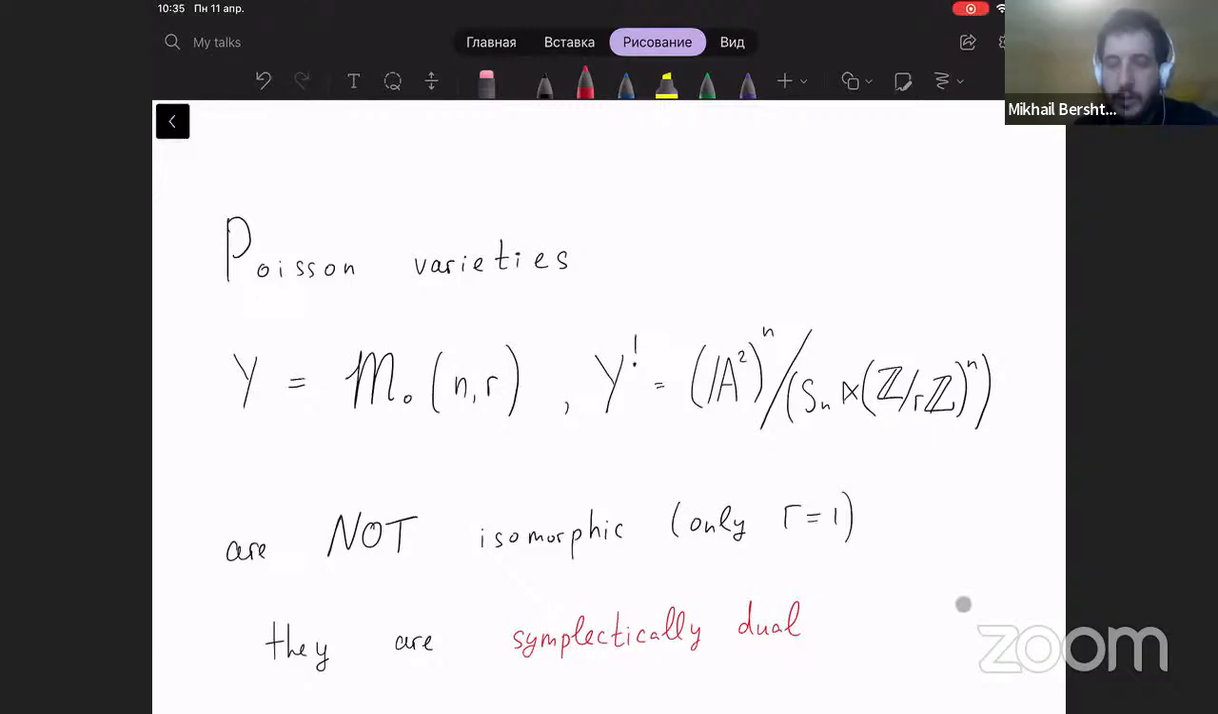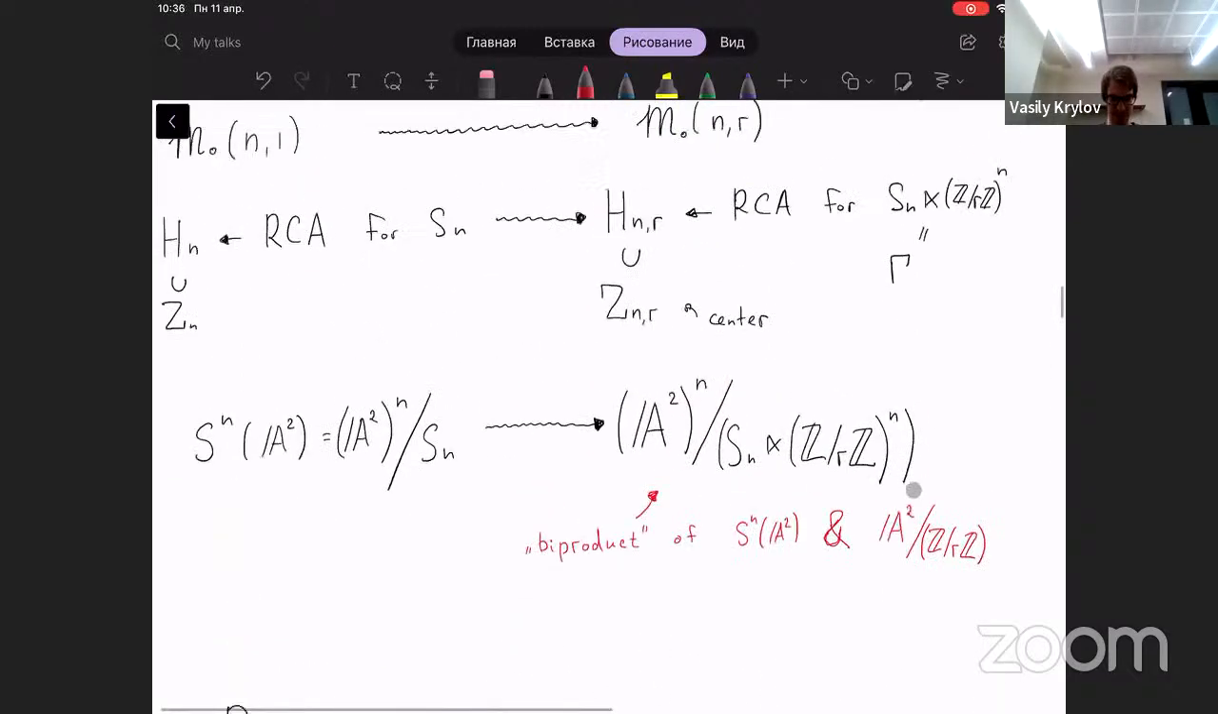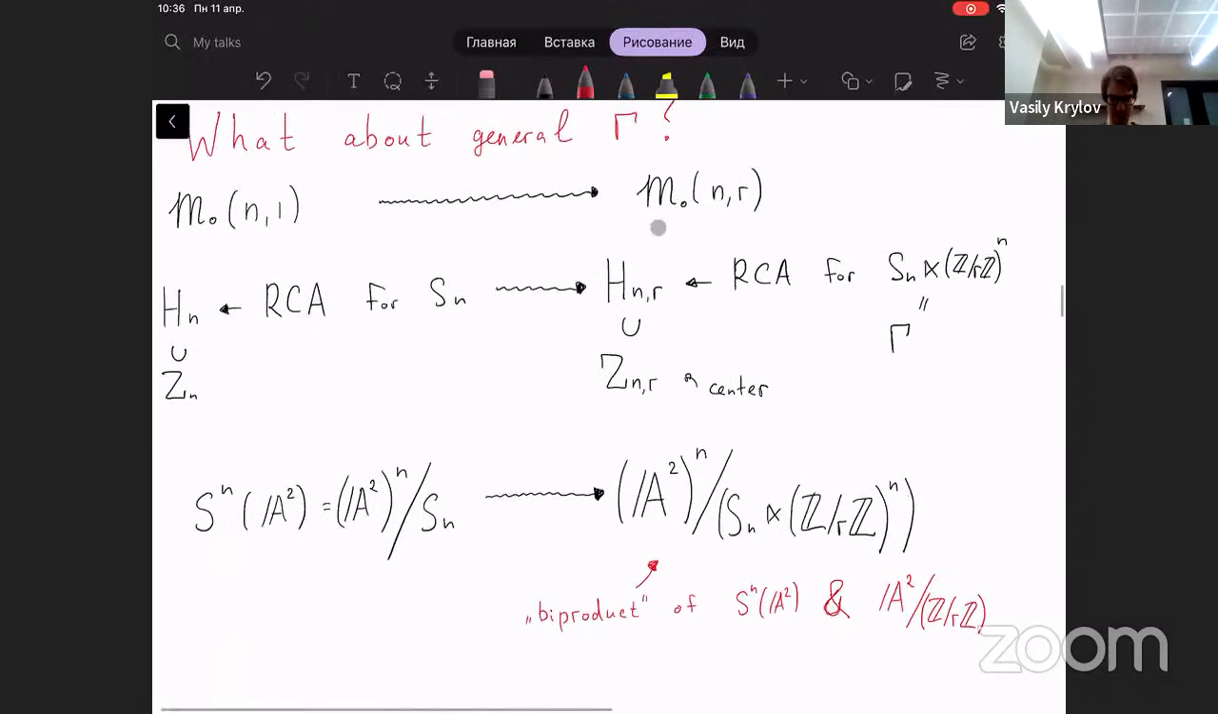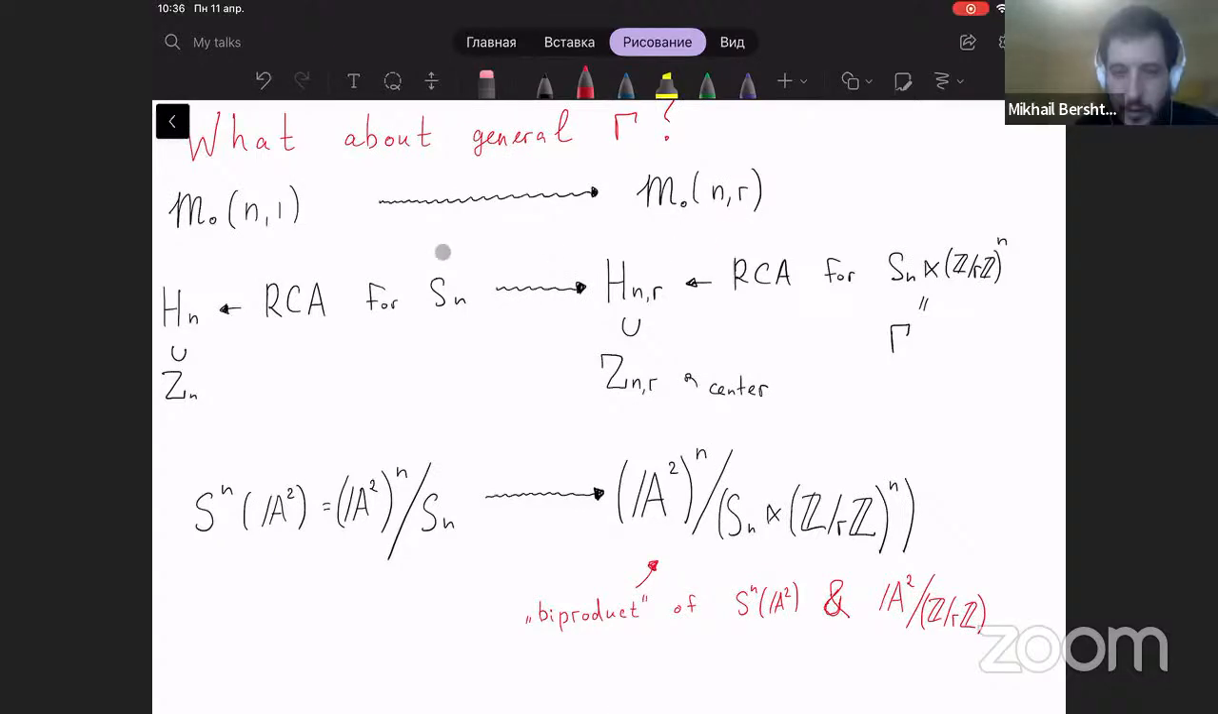Can you repeat again how to come to the spaces? Yes, so one space is just this M0 and R that we define. And another one is the following. We discussed that for R equal to 1, M0 and 1 can be identified with Sn of A2. And this identification and the universal deformation comes from the center inside the rational Cherednik algebra for Sn.